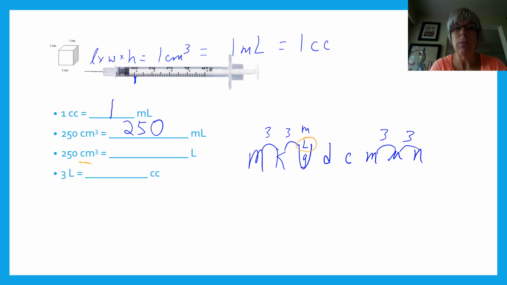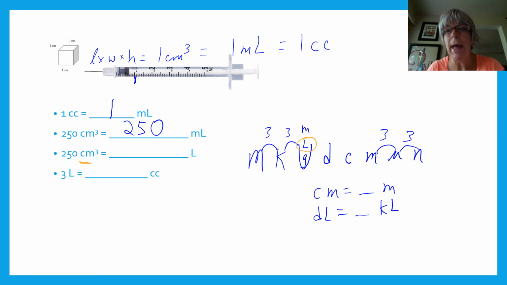I've got cubic centimeters. Now the thing is, in the last 2 slides, when we were doing all of our metric conversions, they always had the same suffix. We changed centimeters to meters. We changed deciliters to kiloliters. This back part, this suffix, was always the same. In this problem, it's not the same. We have centimeters here and liters here.